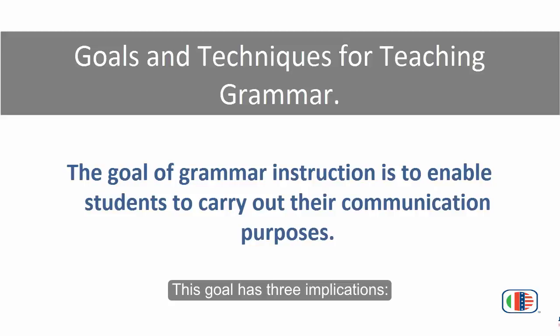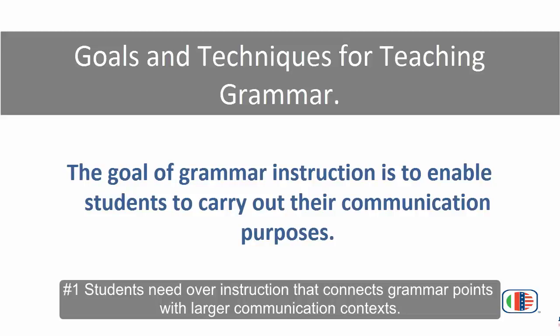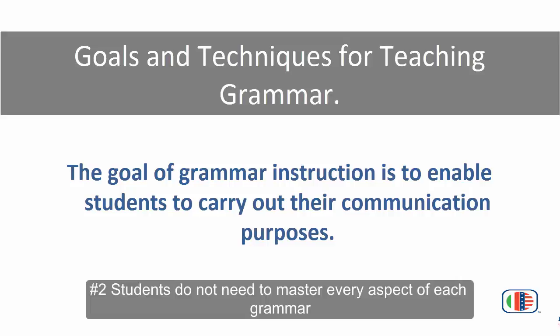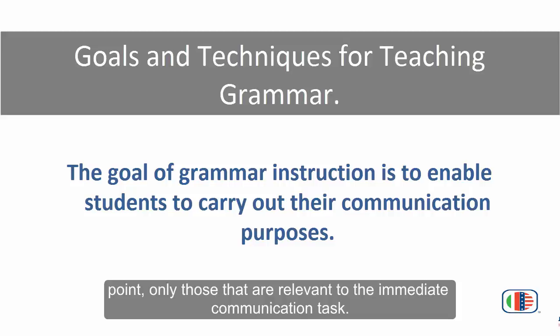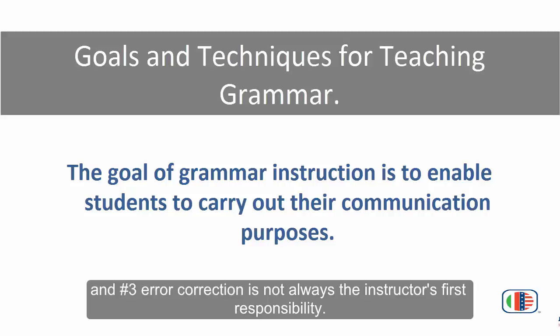This goal has three implications. Number one, students need overt instruction that connects grammar points with larger communication contexts. Number two, students do not need to master every aspect of each grammar point, only those that are relevant to the immediate communication task. And number three, error correction is not always the instructor's first responsibility.